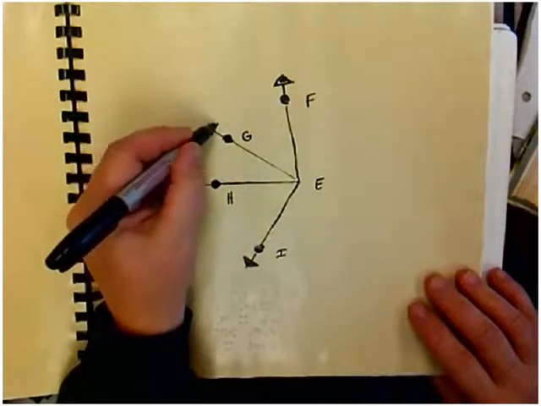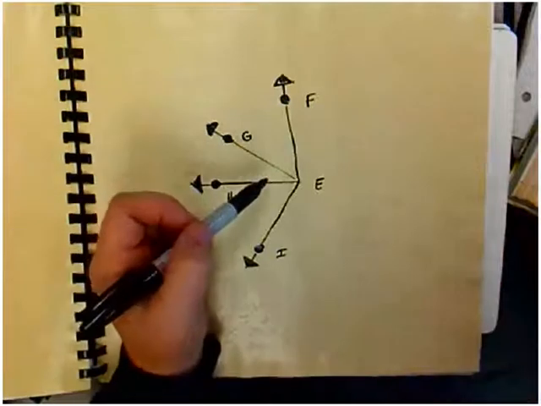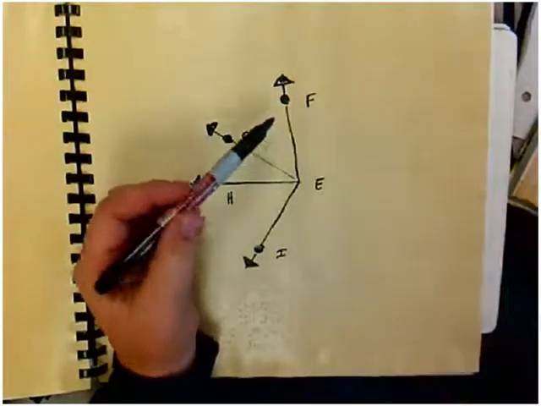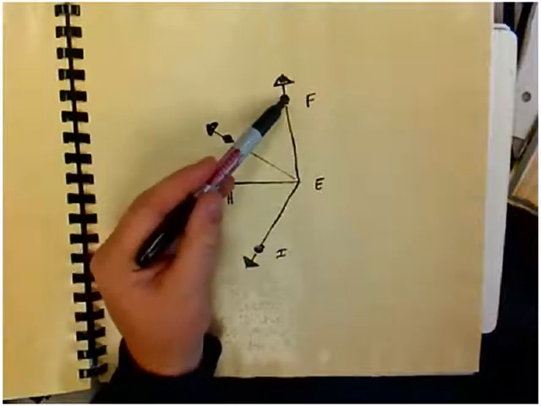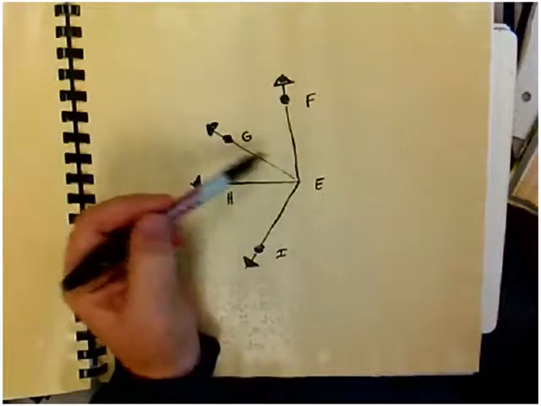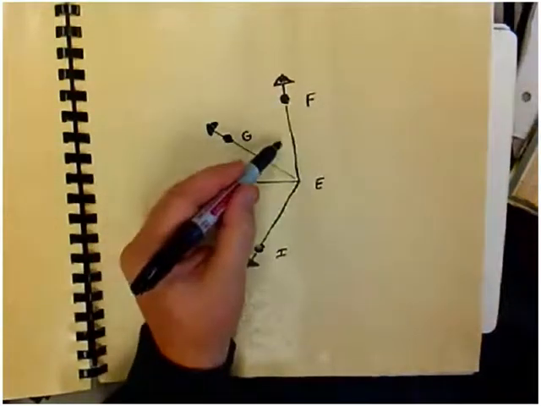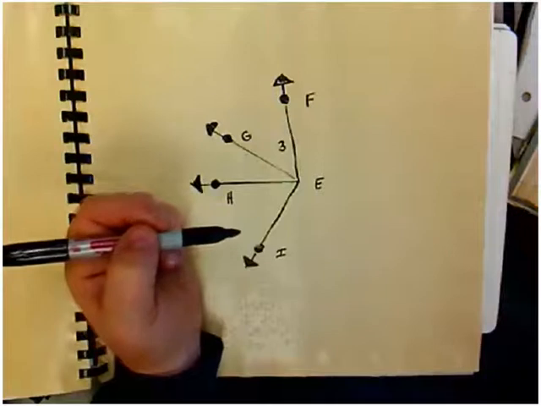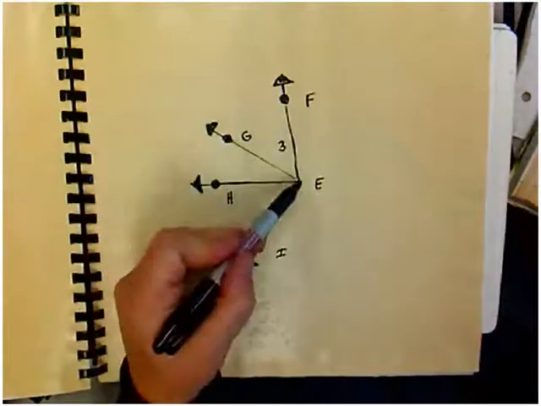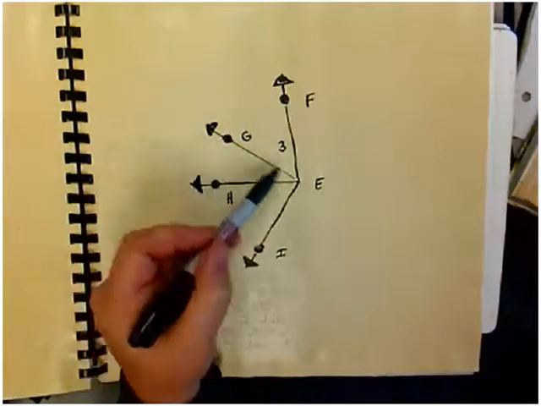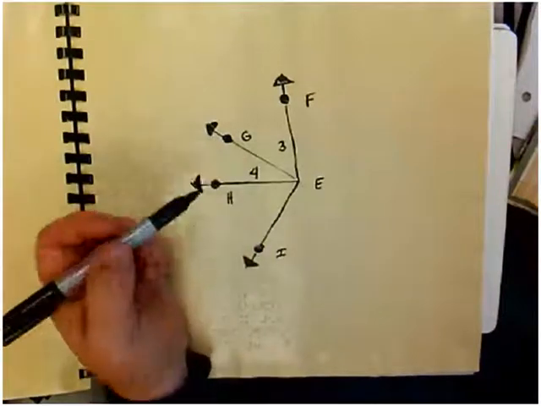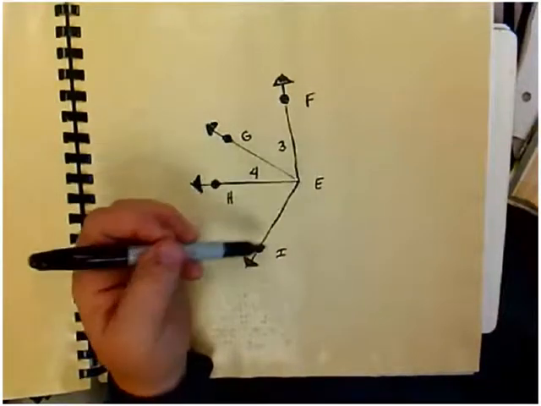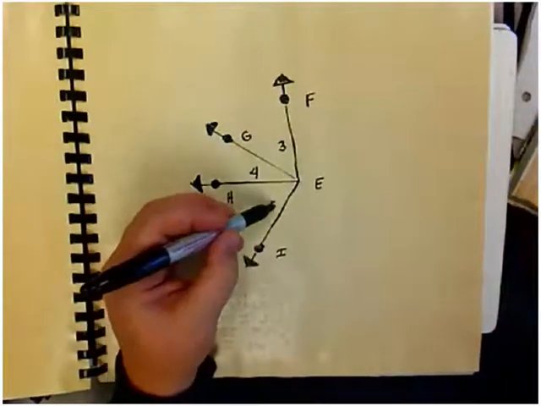Lots of angles going on. Now they labeled the interior of several of our angles. FEG, so the top point, that first angle, they labeled it angle 3. GEH, the second angle, they labeled it 4. And HEI, they labeled 5.